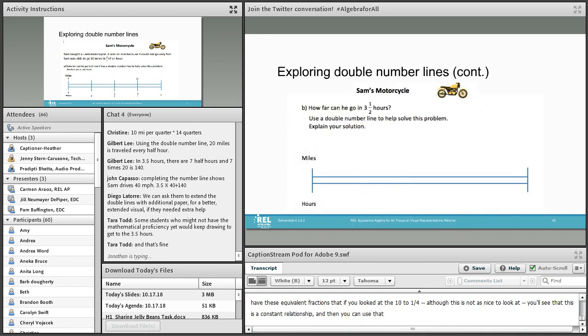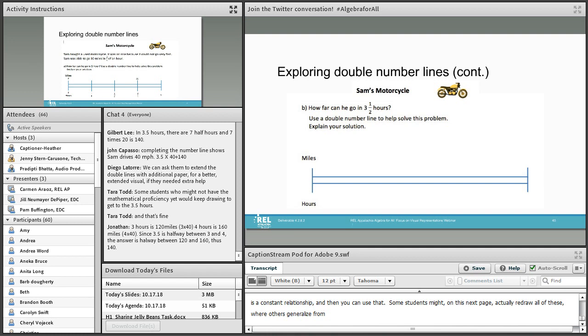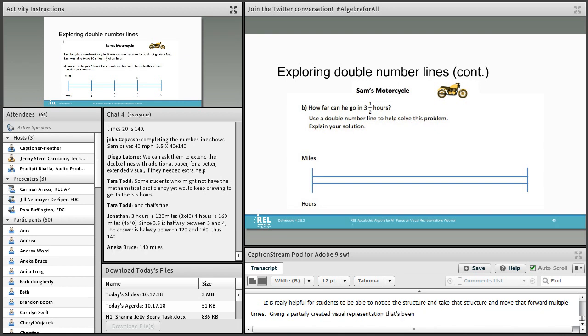Some students might, on this next page, actually redraw all of these, where others generalize from the prior visual representation. It is really helpful for students to be able to notice the structure and take that structure and move it forward multiple times. Giving a partially created visual representation helps students extend their thinking to larger values using that multiplicative relationship that we pointed out.